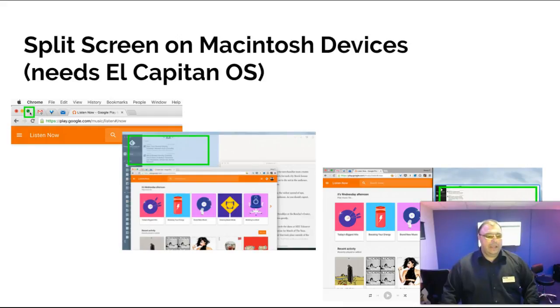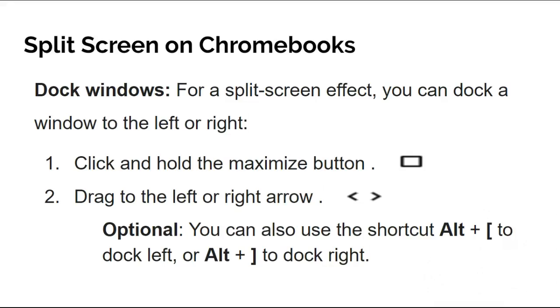And it's a similar thing with the Chromebook world. But with Chromebooks, they don't call it split screen, they call it docking your windows. And so the way you handle that, as you can see, the instructions are up on the screen if you're using your Chromebook. You just dock the window to the left or the right. And you just do that by clicking and holding the maximize button on the Chromebook page itself, and then dragging it over to the left or dragging it over to the right. You can also use a keyboard shortcut of Alt and left bracket to dock to the left, or Alt and right bracket to dock to the right. So you should definitely practice those skills if you haven't before.